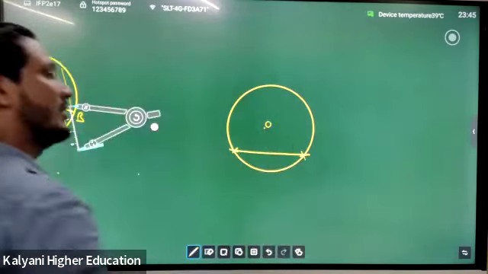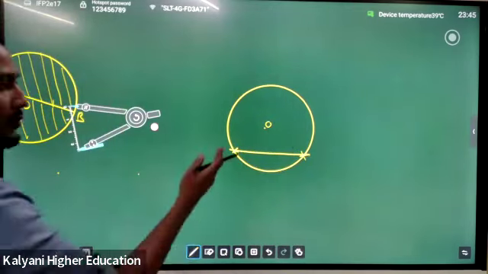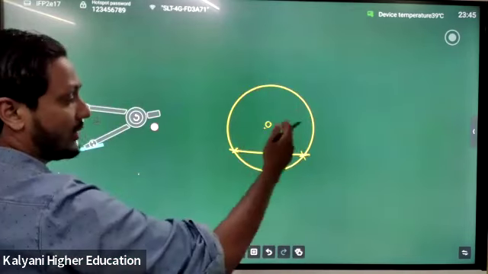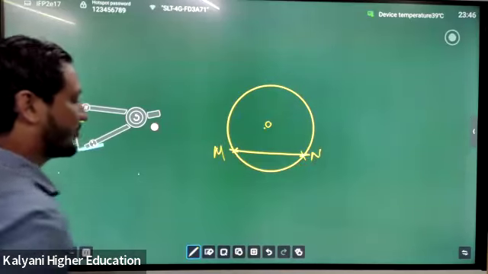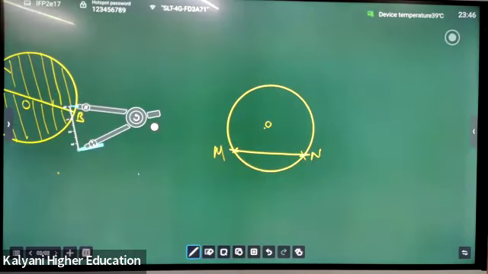The chord should be on one side of the center. Don't let it go through the center, otherwise it becomes equal in two parts. So you should name these points M and N. Correct, no? M and N. And what did they ask from you?